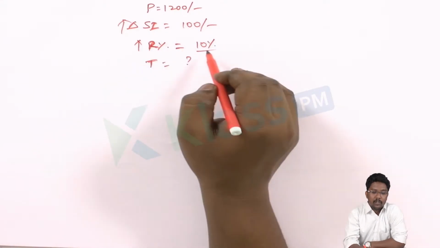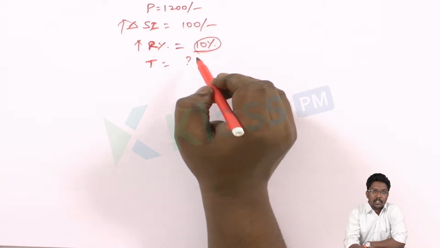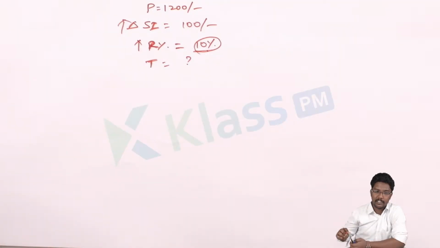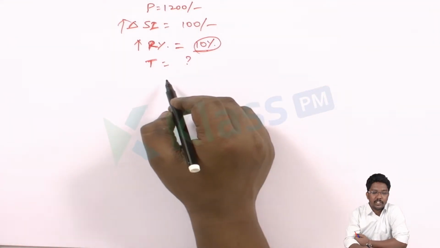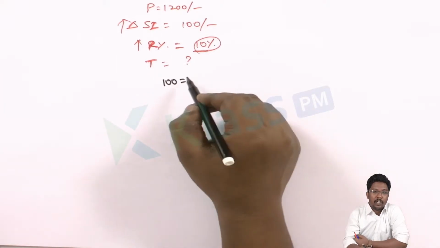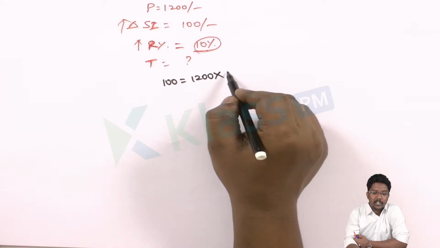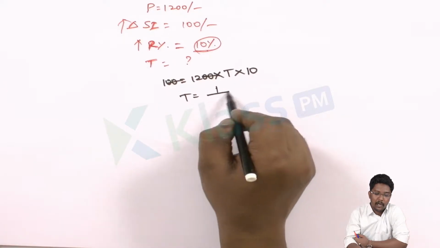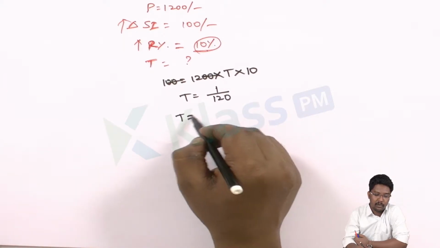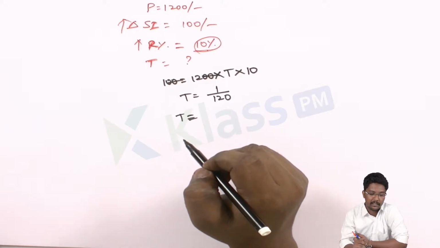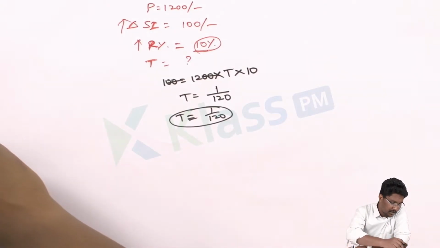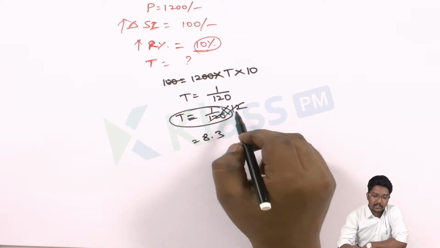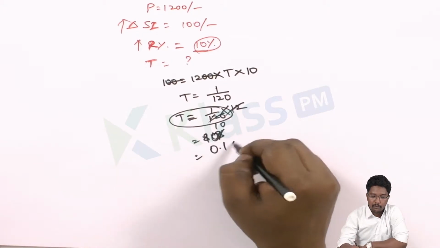Due to the change in the rate of interest, I have to pay 100 rupees more. Within what time do I have to pay this 100 rupees? Calculate this using the formula. What is the change in the simple interest? 100 rupees. What is the principal amount? 1200. Time period I don't know. What is the rate of interest change? 10. So T equals 1 by 120. So in terms of 1 by 120 years, I am calculating. 1 by 120 is 0.00833, or you can convert it into months.